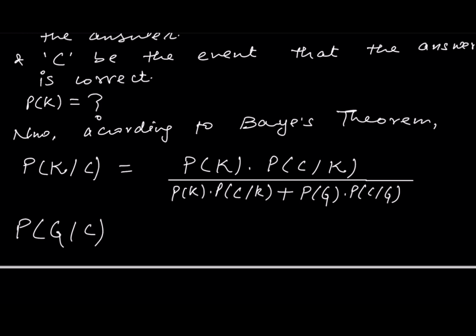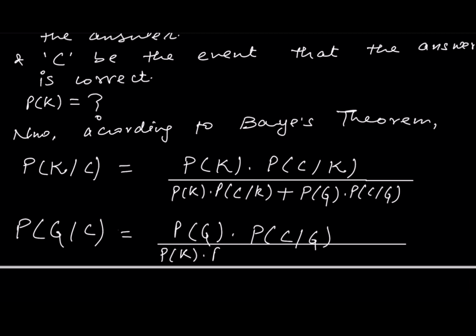Here probability of G by C is representing the probability that he guessed the answer given that the answer is correct. It is the probability that he guessed the answer into the probability of correct answer given that he guessed it, again upon total probability, that is P of K into probability of C by K plus probability of G into probability of C by G.